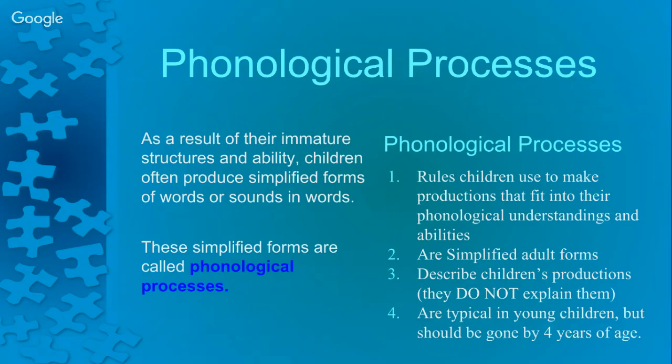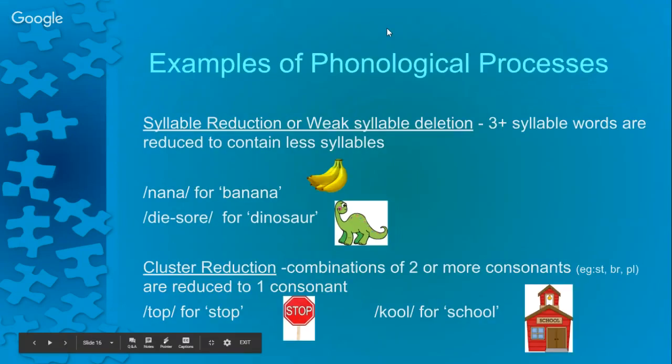Phonological processes are very typical. Most young children use them, but they are expected to be gone by 4 years of age. So if phonological processes persist beyond the age of 4, we consider that to be a delay or a disorder. So what are some phonological processes? Well, here are some examples.